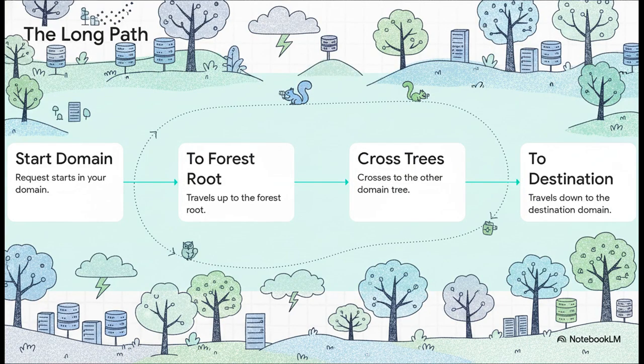And this is where you can really see the inefficiency in action. Just look at the journey that request has to take. It doesn't go directly. It has to hop all the way up from its local domain to the top of its tree, then it has to cross over to the other tree's root, and then travel all the way back down. In a big, complex forest, that's a whole lot of unnecessary digital mileage.